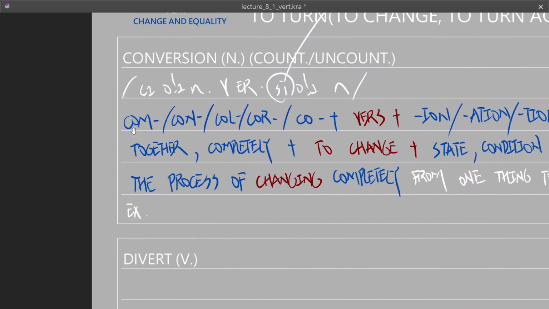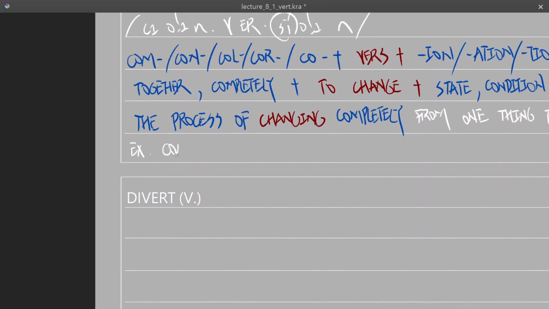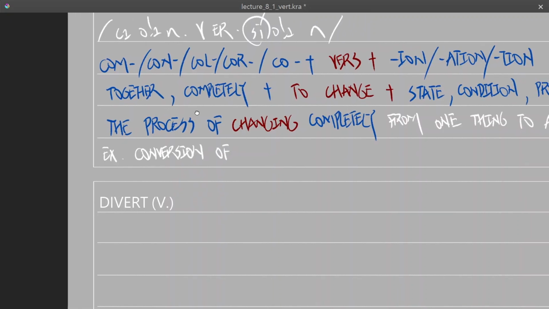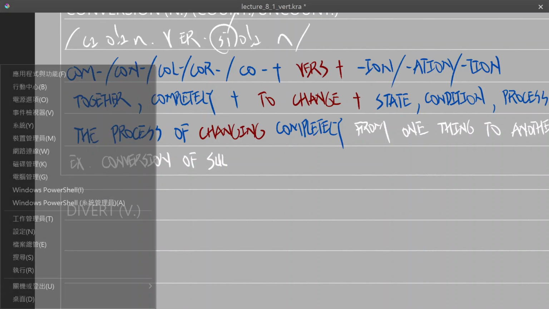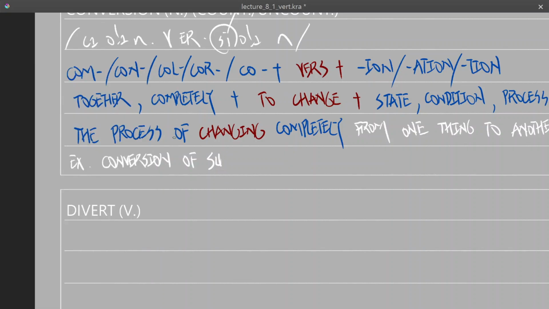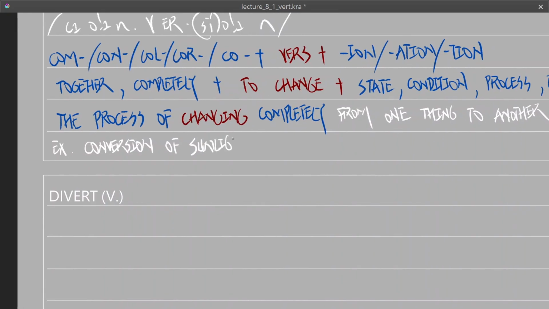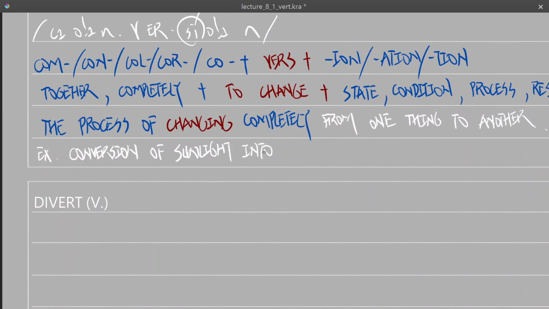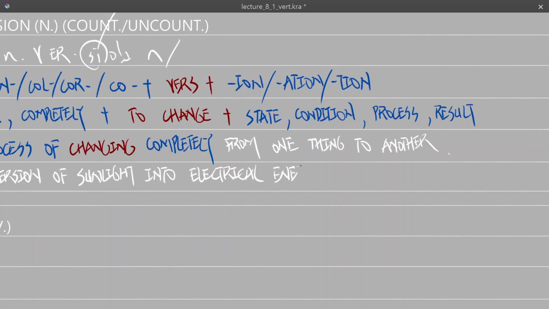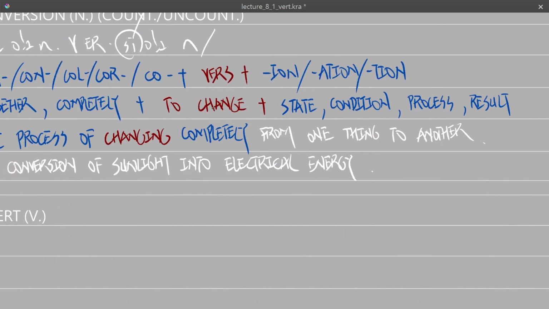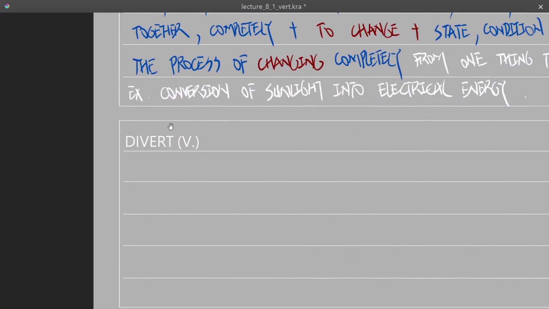For example, conversion of sunlight into electrical energy. Oh, conversion. Next we have divert.